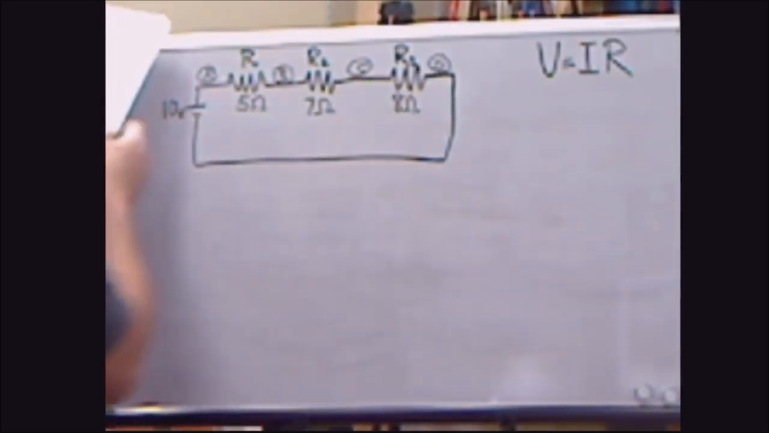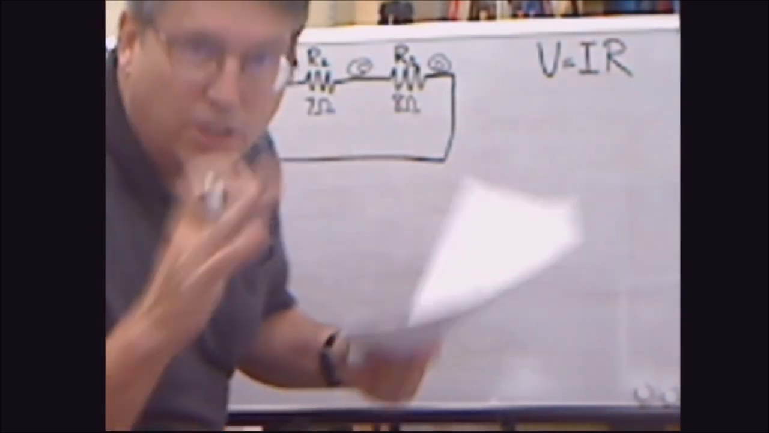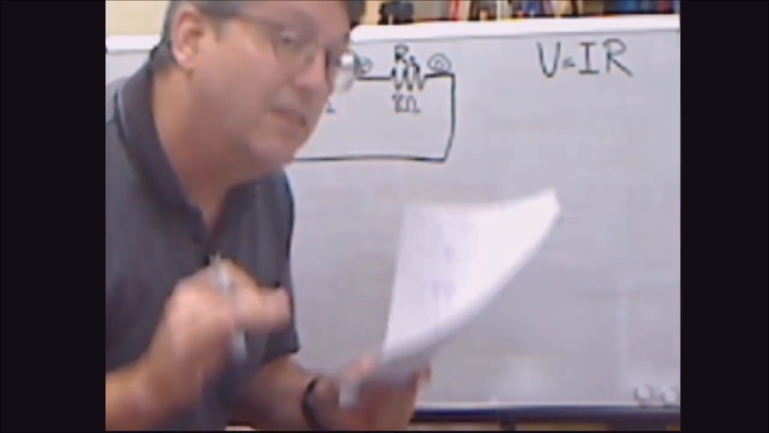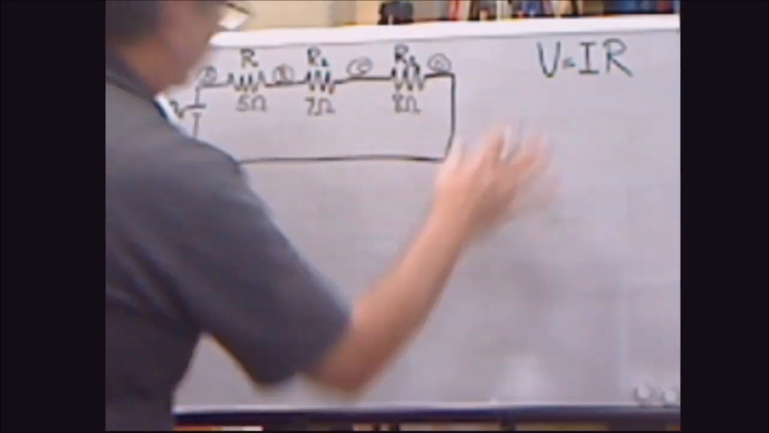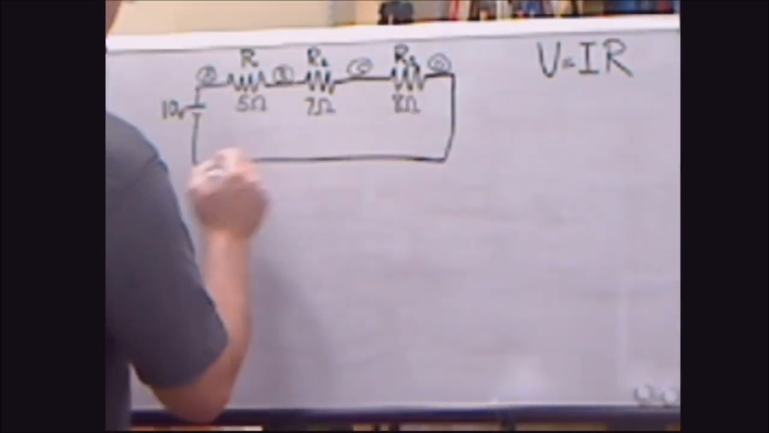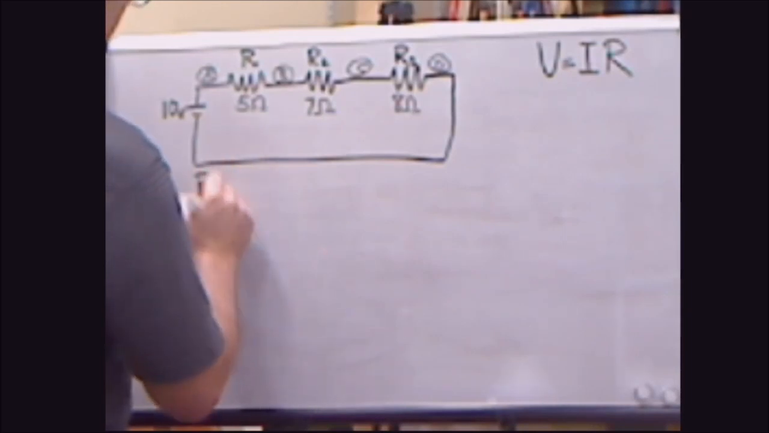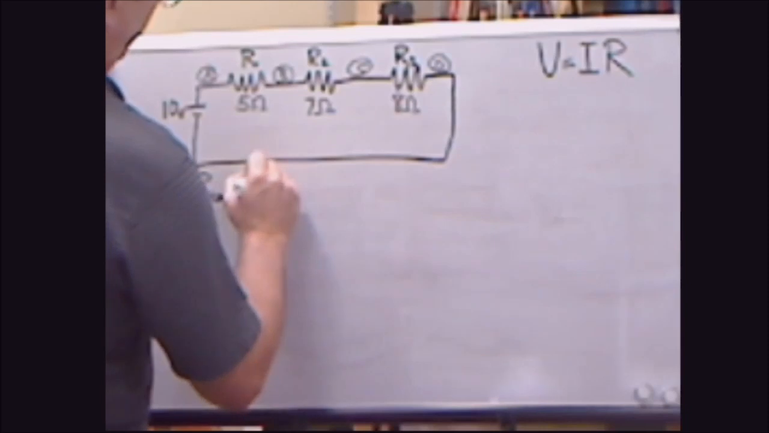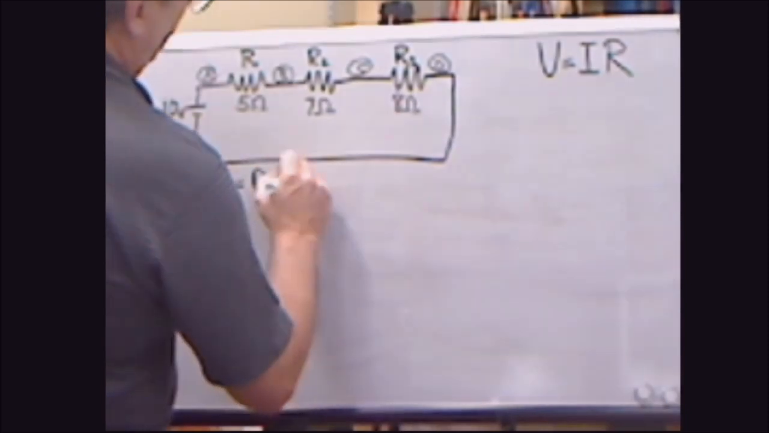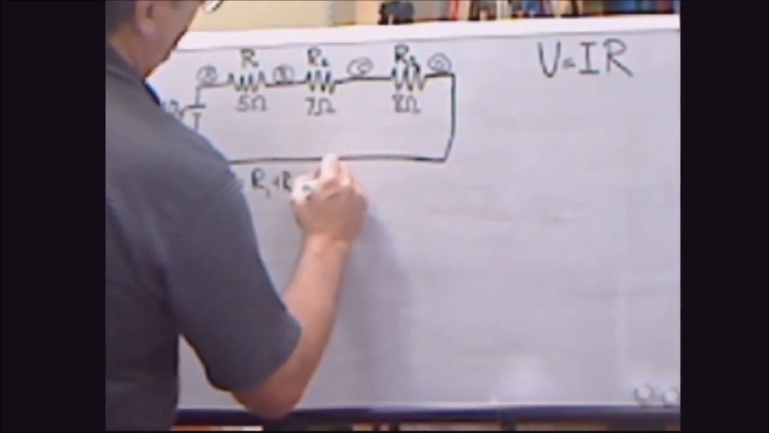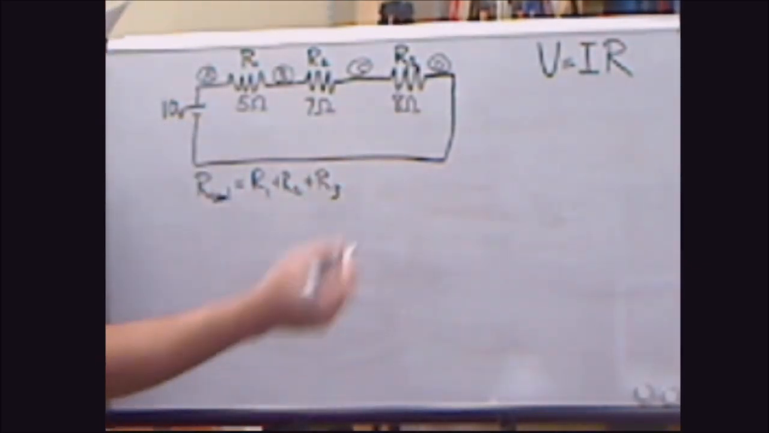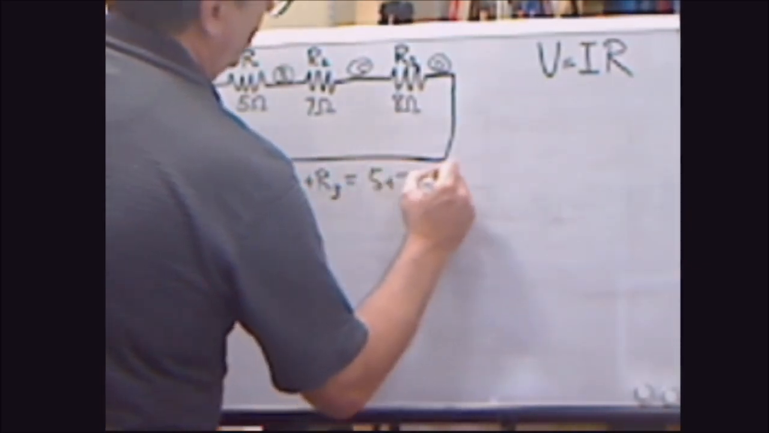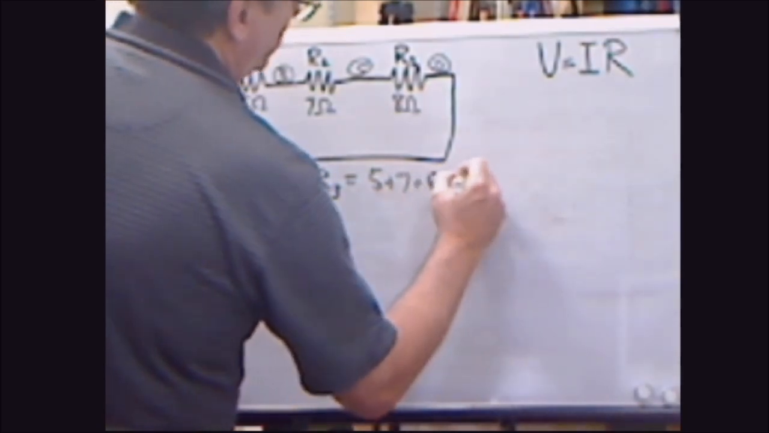All right, so the first thing we want to do is find out what the total resistance is, because we need to know that in order to get the current in this setup. So the total resistance is just going to equal R1 plus R2 plus R3. So it's going to equal 5 plus 7 plus 8, which just happens to equal 20 ohms.